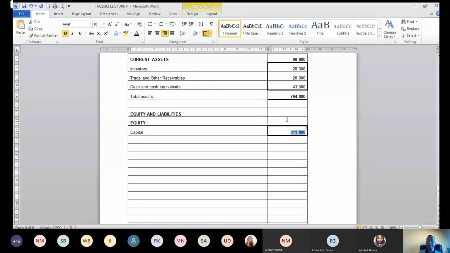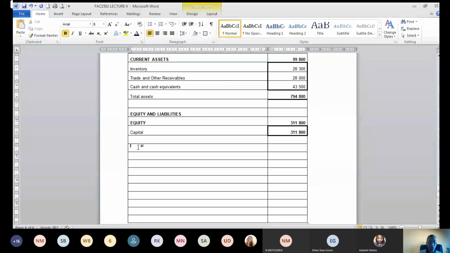And that will give you the value of equity. So your equity consists only of capital, and your equity amount is 311,800 Rand.